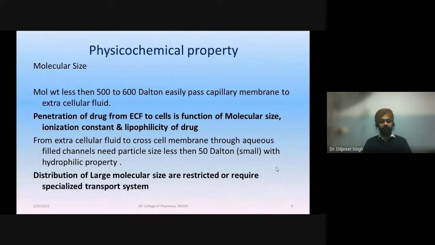Distribution of larger molecular size drugs is restricted, or it requires specialized transport proteins for transporting the molecule between compartments, that is from the blood to the peripheral compartment.